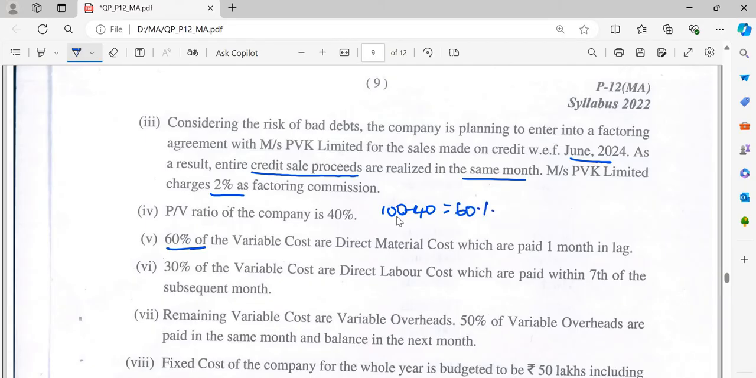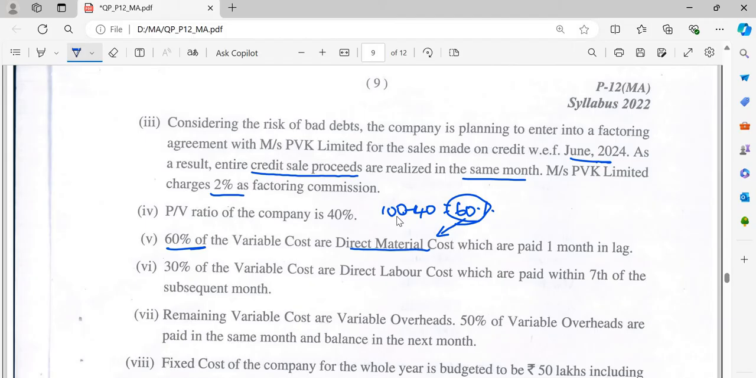So again 60 percent of the variable cost. In this, 60 percent will be for direct material cost, which is paid with a 1 month lag. So in this 60%, that we are going to pay with a 1 month lag, and another 30% of variable cost, or direct labor cost, which is paid by the 7th of the subsequent month.